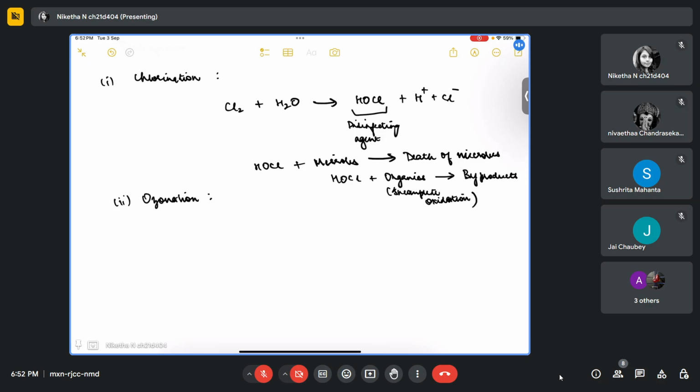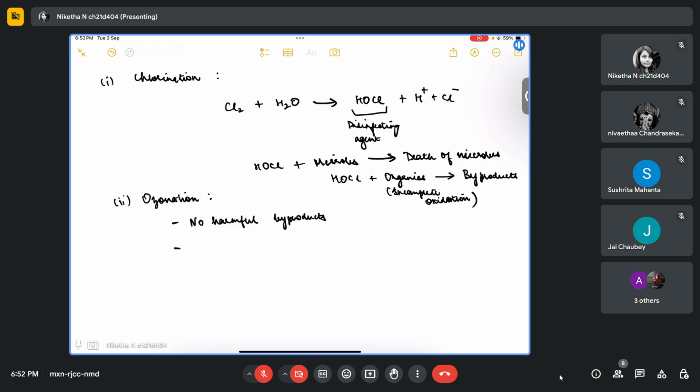Whereas in ozonation, it is done only for a brief period of time. So it will kill only the microbes. It won't react with the organics. So there will be no harmful byproducts forming in ozonation. And ozonation will also not have any odor.